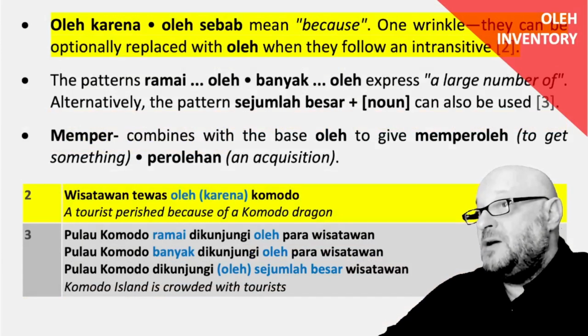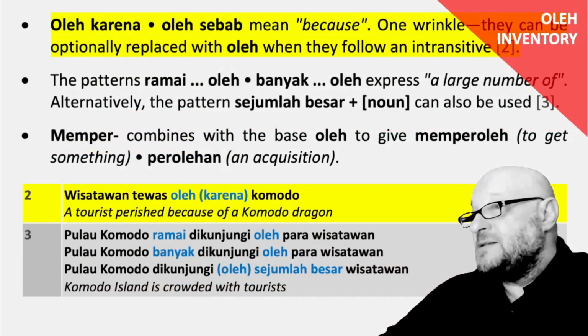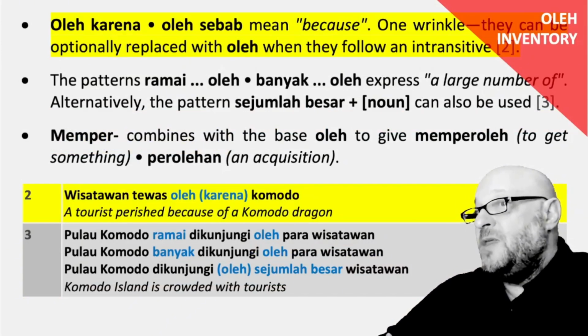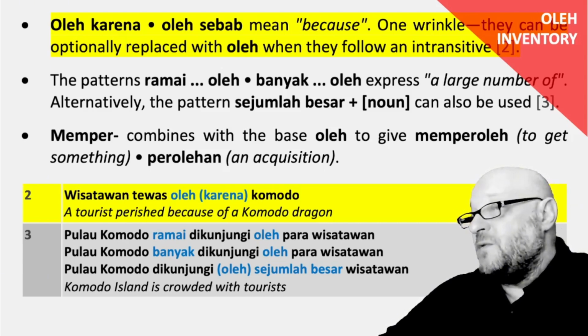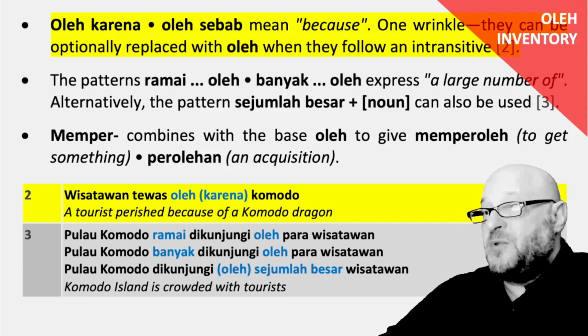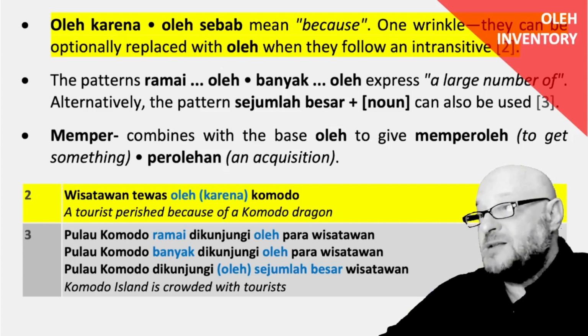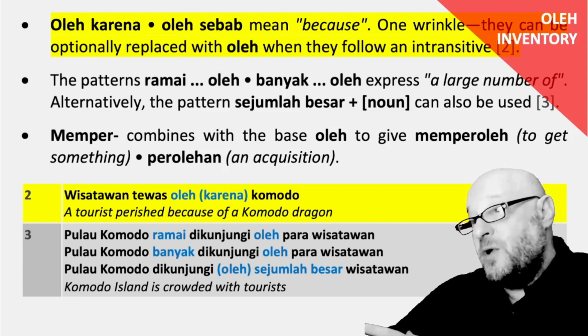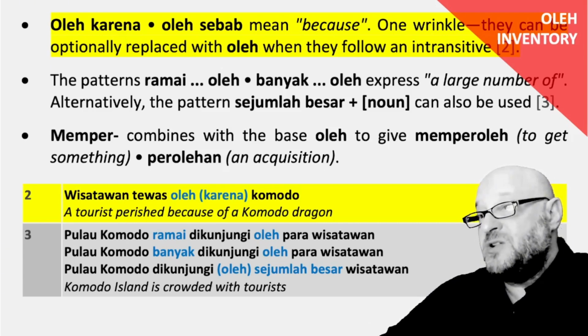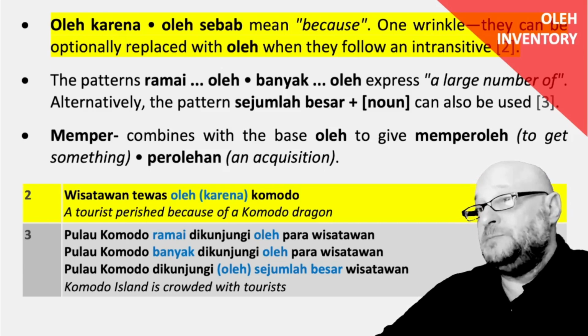Oleh karena, oleh sebab mean because. One wrinkle. They can optionally be replaced with oleh when they follow an intransitive verb. Example 2, wisatawan tewas oleh karena Komodo. A tourist perished because of a Komodo dragon.